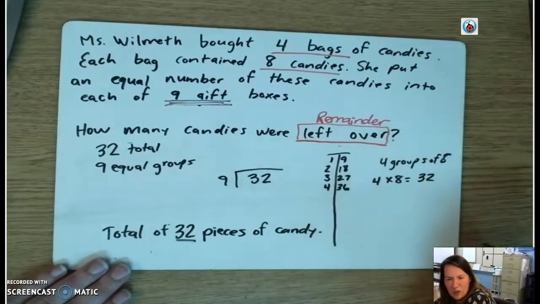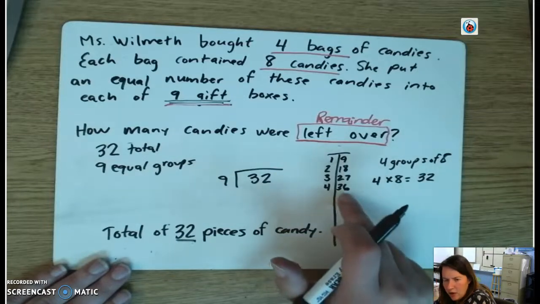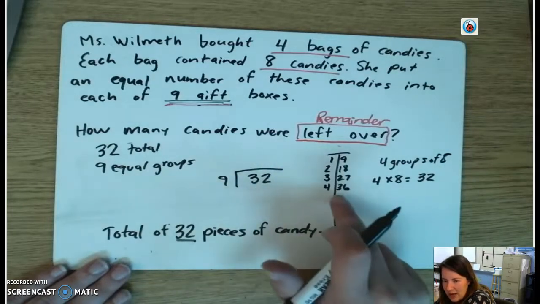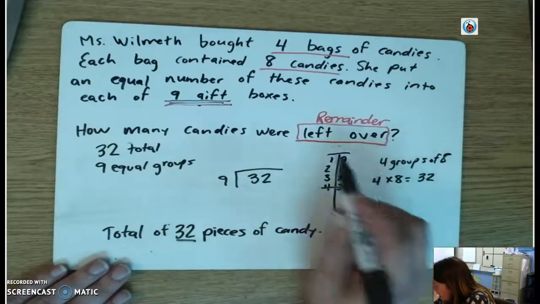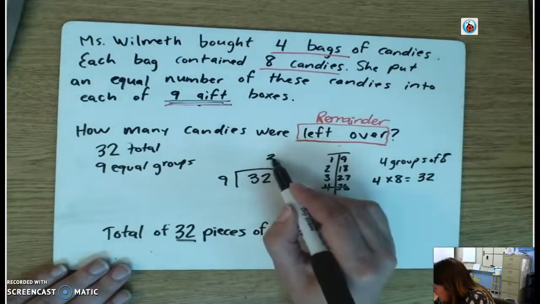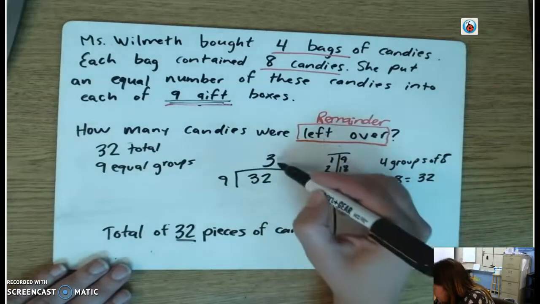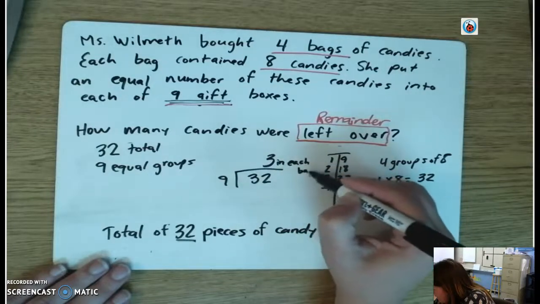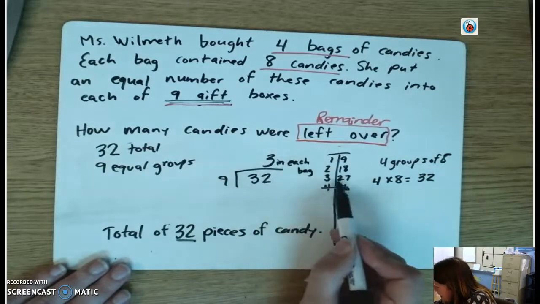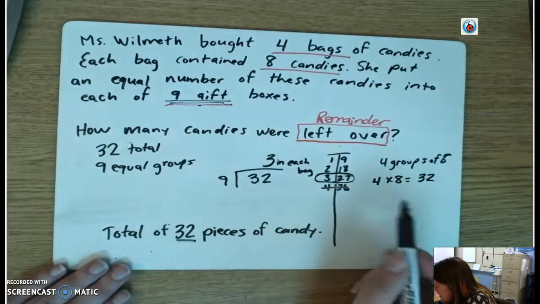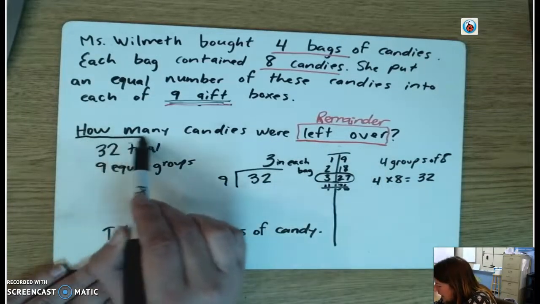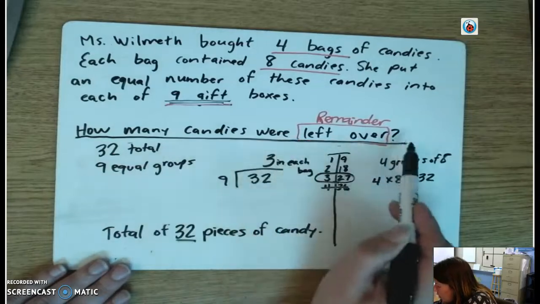I'm going to stop here. Why can I stop here? Well, that would be 36 pieces. I only have 32 pieces, right? So it can't be 4 in each bag. So there's going to be 3 in each bag. If I put 3 in each bag, that would use 27 pieces. Is that what it's asking? How many are in each bag? No, look, how many candies are left over?